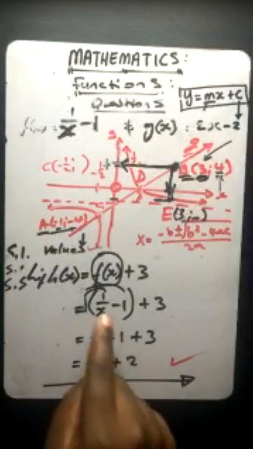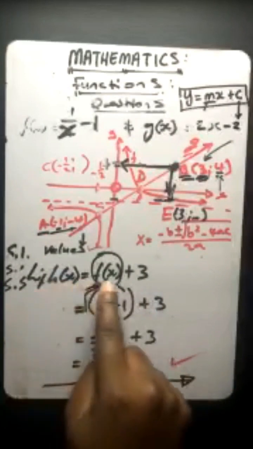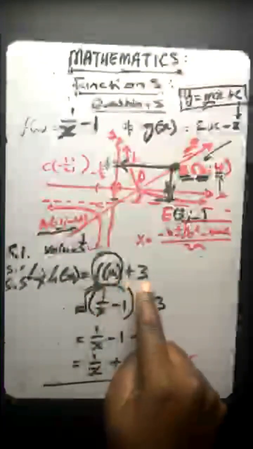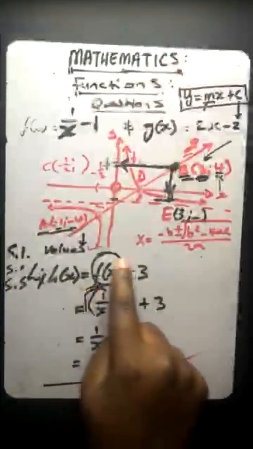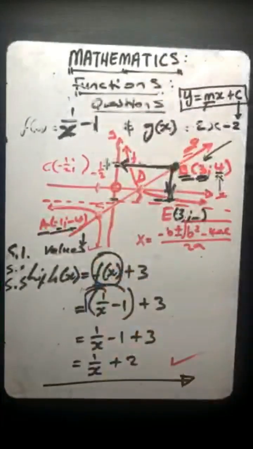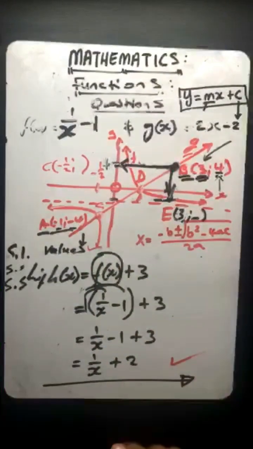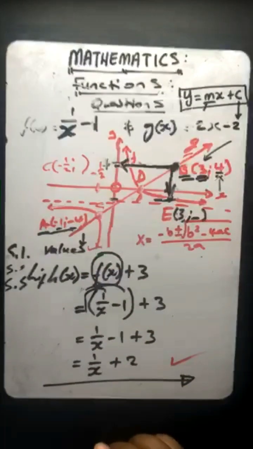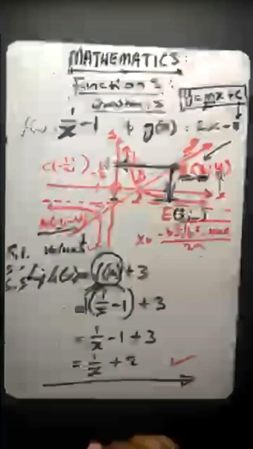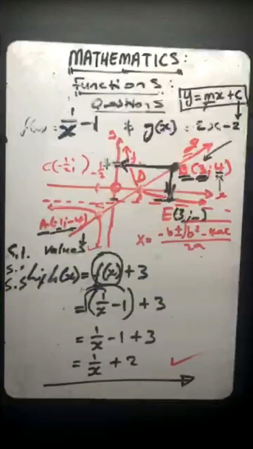All you do, can you see, if they said h, if h of x is equal to g of x plus 3, then it means you're going to substitute the equation of g of x there, and then you simplify. I'm not sure, Vuiswa, if you understand what I'm explaining there. Yes, sir, I get it.